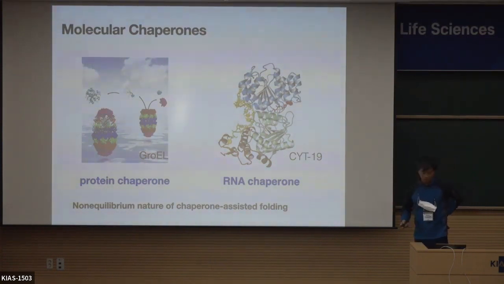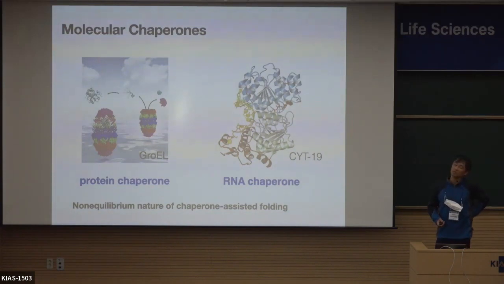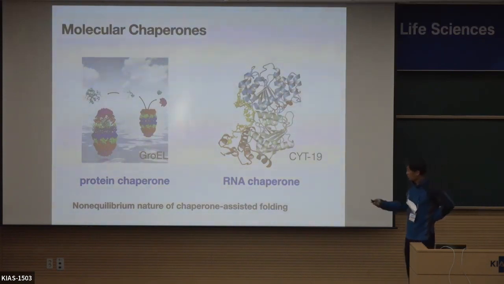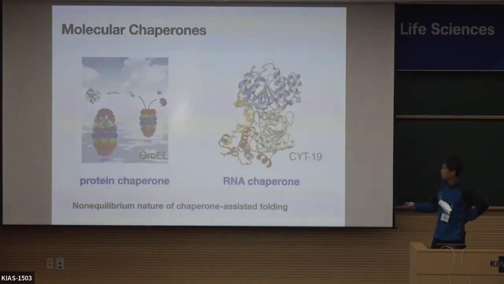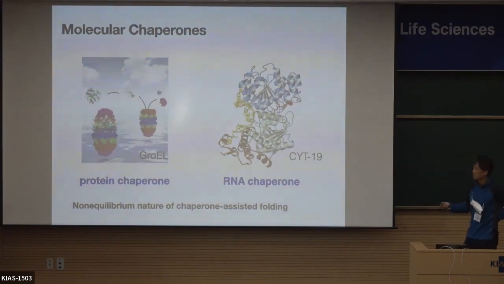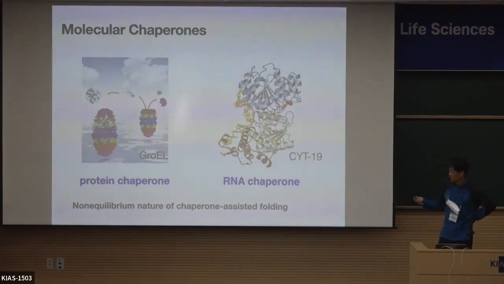The history of the molecular chaperone is very long, and the field is dominated by the experimentalists, the biochemists or molecular biologists who are very familiar with equilibrium chemical thermodynamics. If you look at the chaperones for protein and RNA, they look very different. But there are some underlying principles for their action that can be described by a unified framework. And I want to emphasize the nonequilibrium nature of chaperone-assisted folding in this talk.